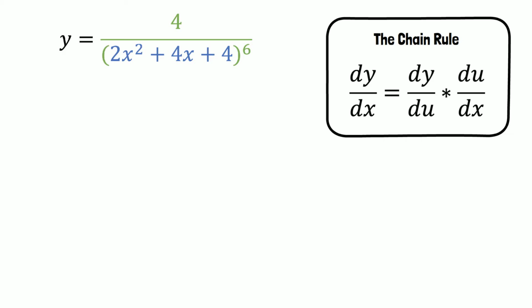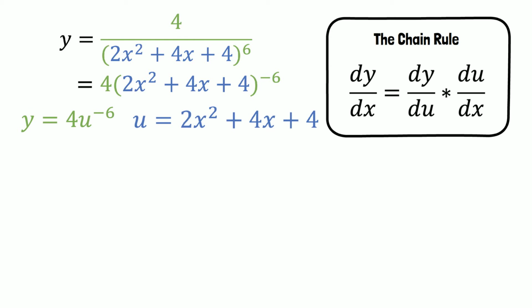Next up, we have to find the derivative of y equals 4 divided by 2x raised to the power 2 plus 4x plus 4 raised to the power 6. Again, the outside function is in green and the inside function is in blue. As you probably already know, we can rewrite this as 4 multiplied by 2x raised to the power 2 plus 4x plus 4 raised to the power minus 6. We can split up the function on your screen in two functions. Y equals 4u raised to the power minus 6 and u equals 2x raised to the power 2 plus 4x plus 4. The derivative of y with respect to u is minus 24u raised to the power minus 7.